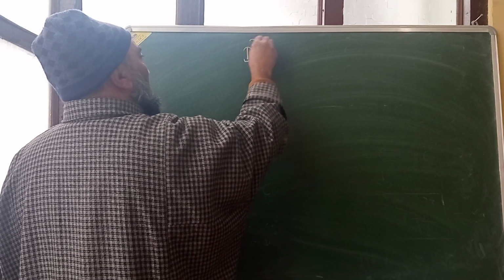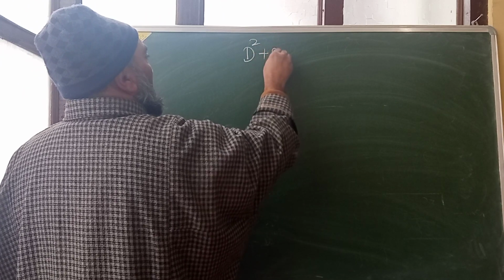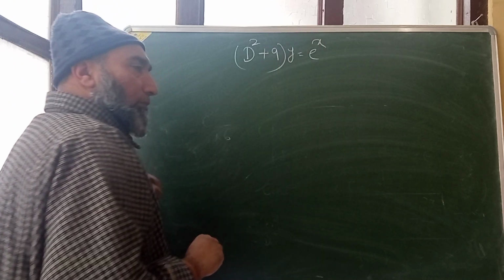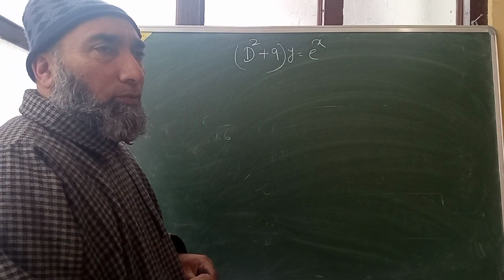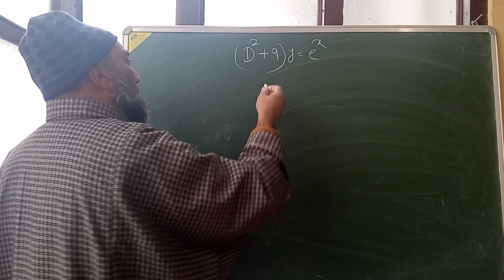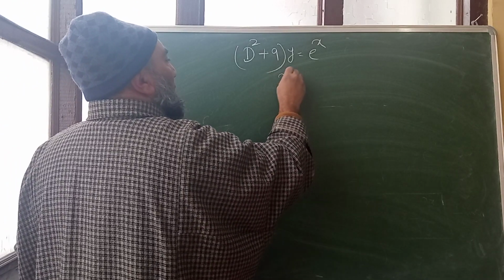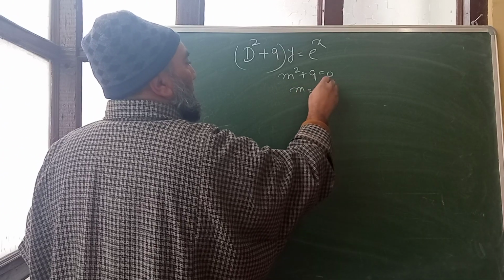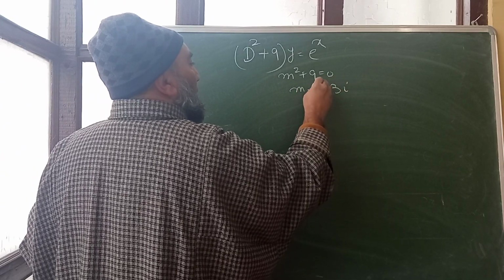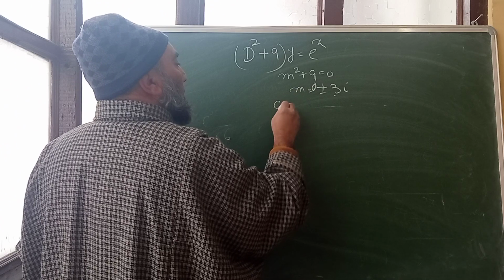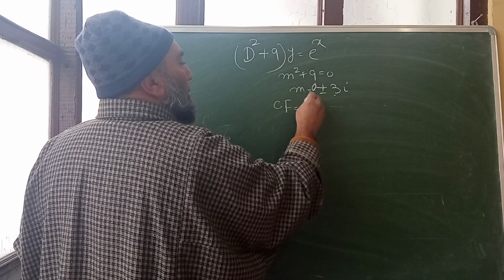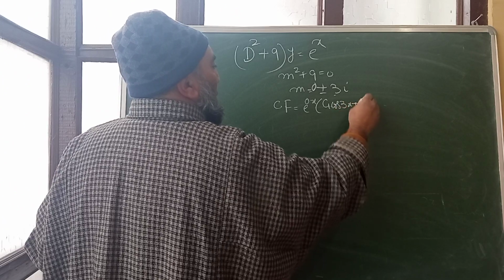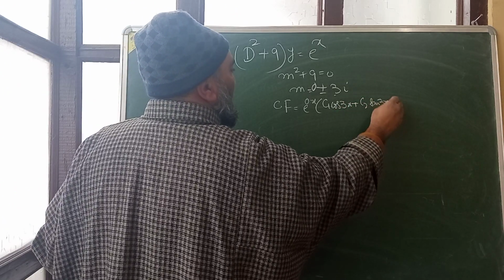(D square plus 9) operating on y equals e raised to the power x. Let me show the complementary function. Auxiliary equation is m square plus 9 equal to 0. So m is plus minus 3i, so your alpha is 0, beta is 3. So the complementary function is e to the power 0x, (c1 cos 3x plus c2 sin 3x).